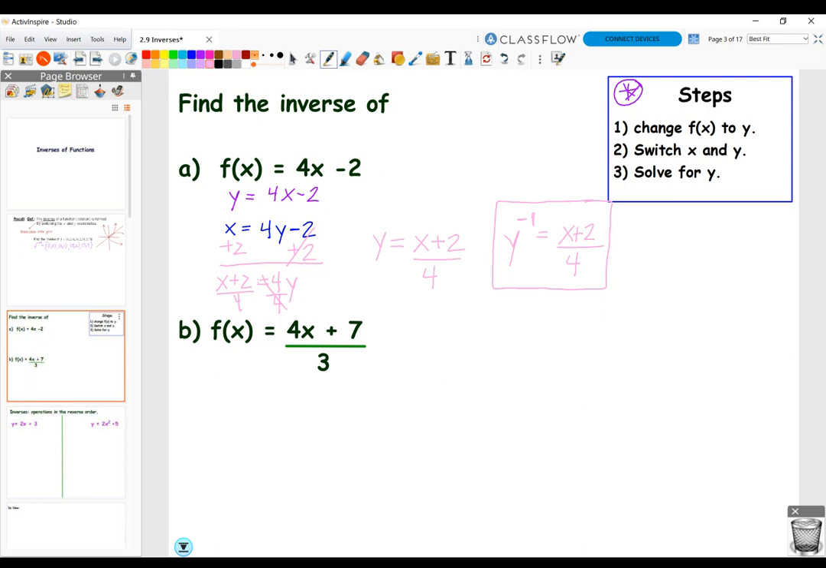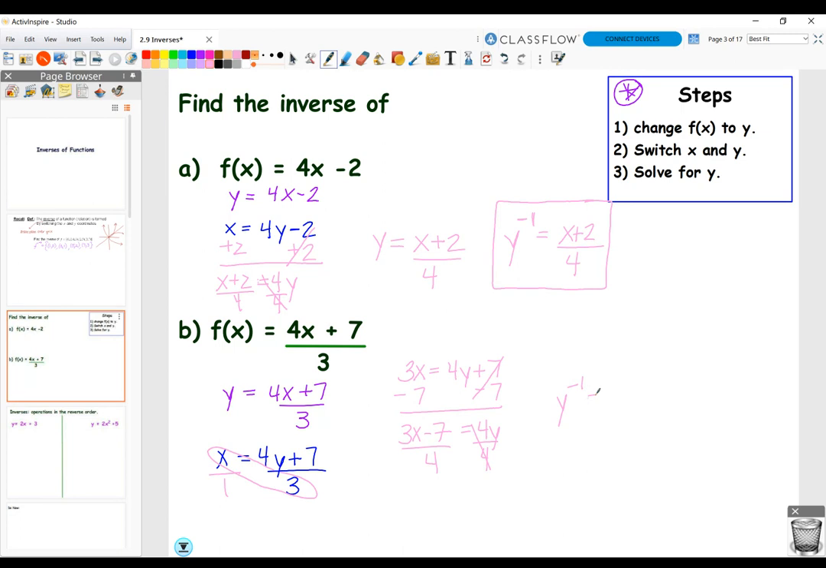Okay, let's try another one. So step 1, change the f of x to a y. Step 2, switch x and y. And step 3, we're going to solve. For this one, I'm going to solve by cross multiplying. You could have also taken the multiplicative inverse. And I'm solving for y. So I get my inverse function is equal to 3x minus 7 over 4.